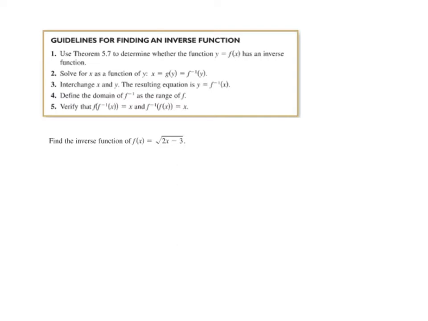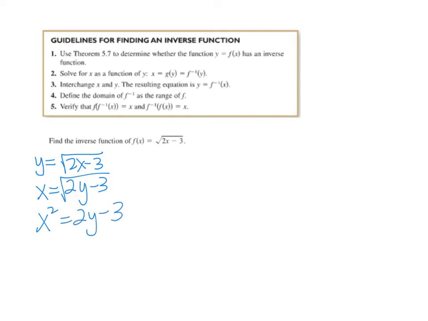All right, so let's do that. For this function, find the inverse function of f of x equals 2x minus 3. So that's my f of x. To find f inverse, I'm going to substitute a y for f of x. Then I'm going to switch x and y and solve. The first thing I'm going to do is square both sides. I'm going to add 3 and divide by 2, and that's going to be f inverse of x.